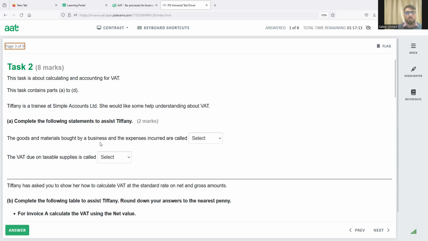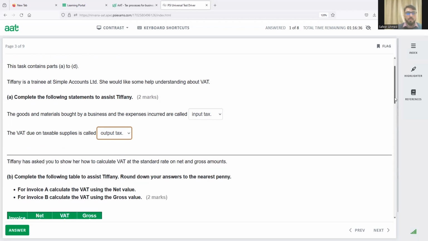The goods and materials bought by a business and the expenses incurred are called... We all know that any VAT on that is known as input VAT, input tax. So the options in the drop-down menu are output tax, input tax, outputs are inputs. So we know that this is input tax. The VAT due on taxable supplies is called... So they're talking about the sales. Any VAT on sales, remember, is known as output tax.